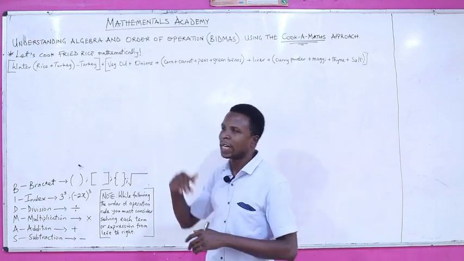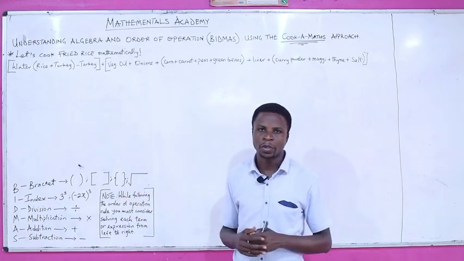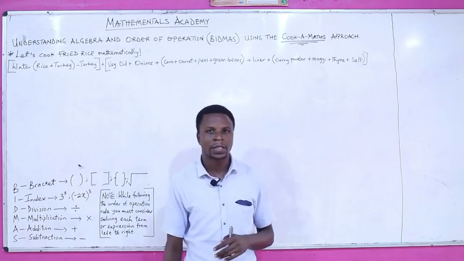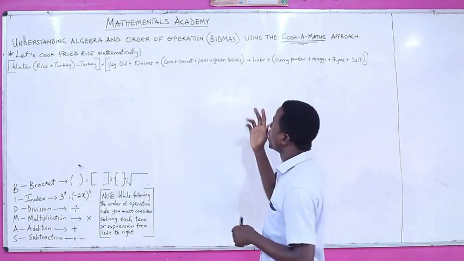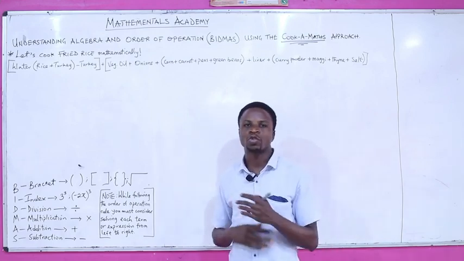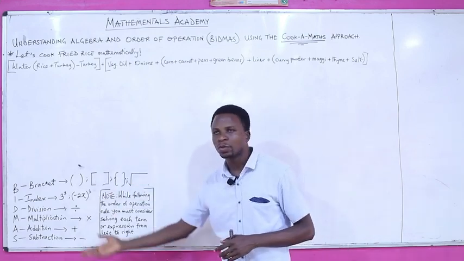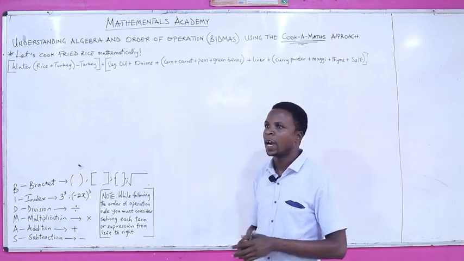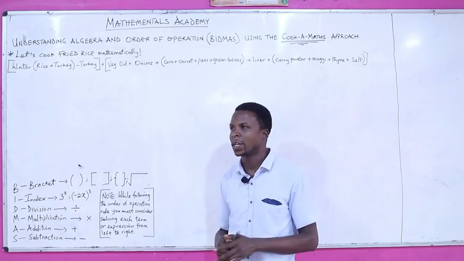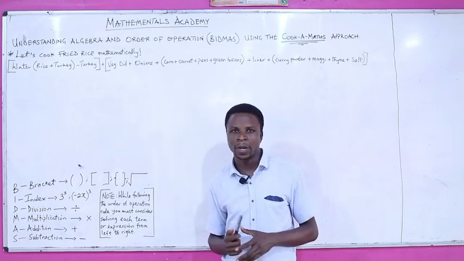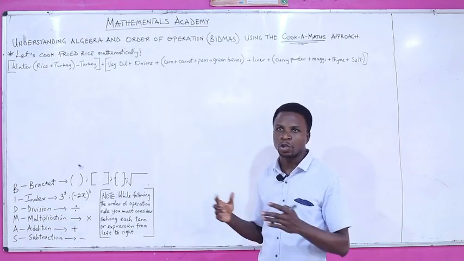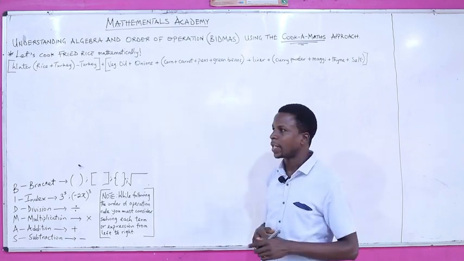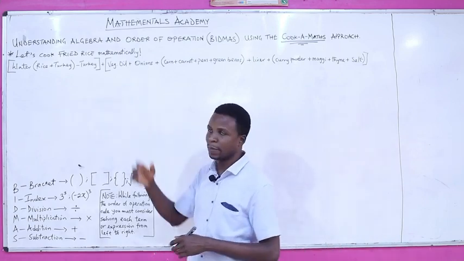Now, we want to look at understanding algebra and order of operation, or what we popularly know as BODMAS, using the Cook-and-Math approach. I came up with this approach in an attempt to help students that struggle a lot with understanding how to go about the order of operation, how to solve questions that involve BODMAS, and also how to understand algebra. Some people find it difficult to solve algebraic questions. And so I came up with this approach. Today we are going to be cooking fried rice mathematically.